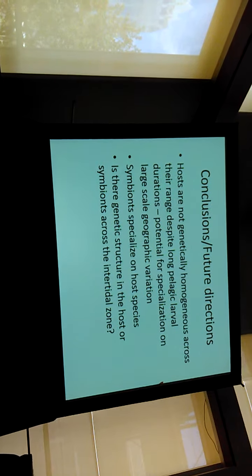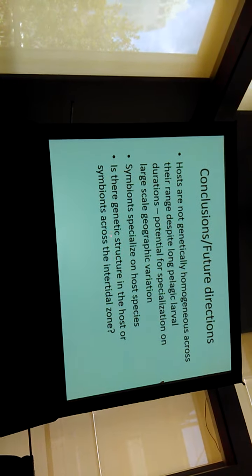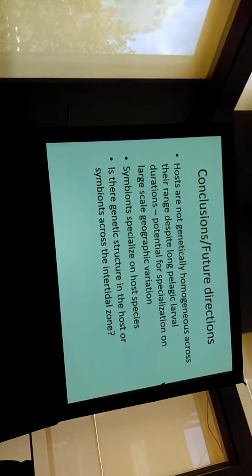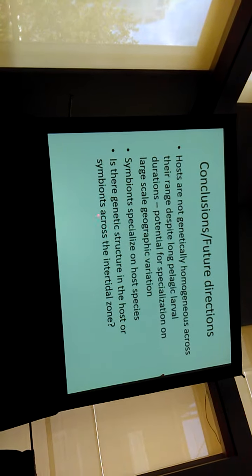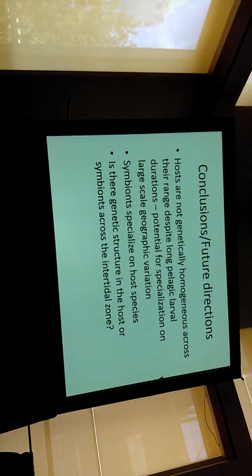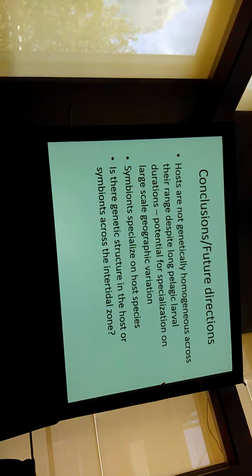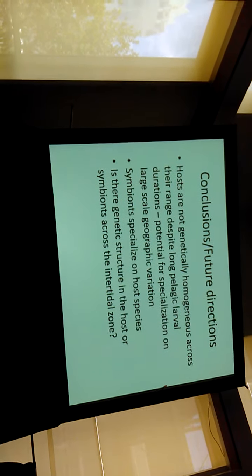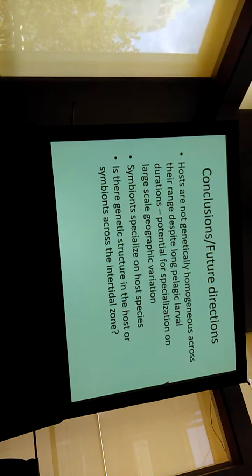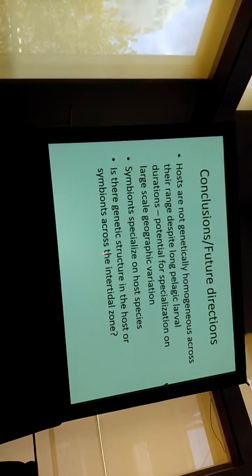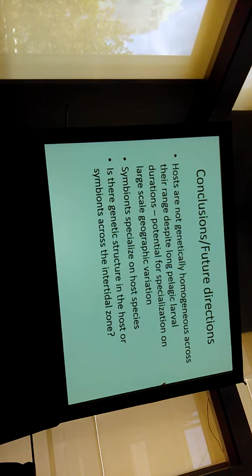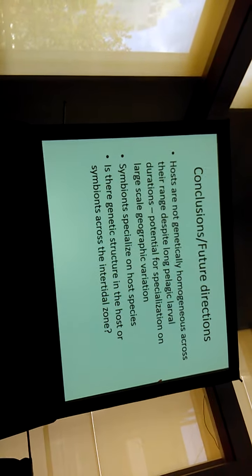And then the next steps and things that I'm currently working on are looking for more fine-scale genetic structure within the intertidal zone. So if you're, say, high in the intertidal zone versus low in the intertidal zone, can we partition the symbionts across that environmental gradient over very small spatial scales? Can we partition the host over small spatial scales as well? That's stuff that I'm working on that I look forward to presenting to you in the future.